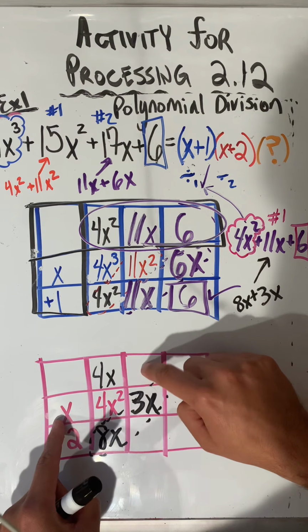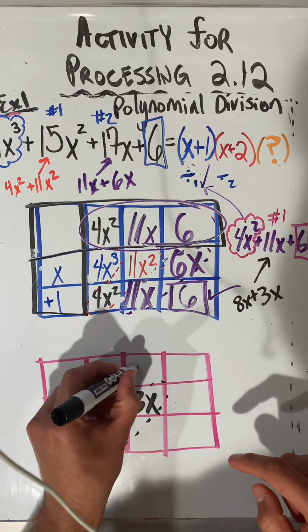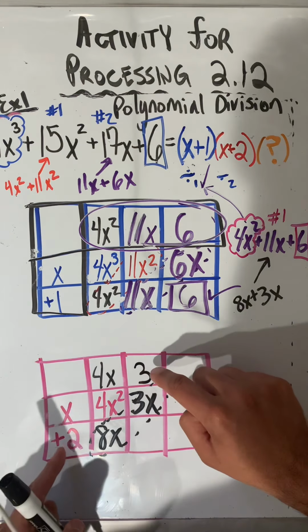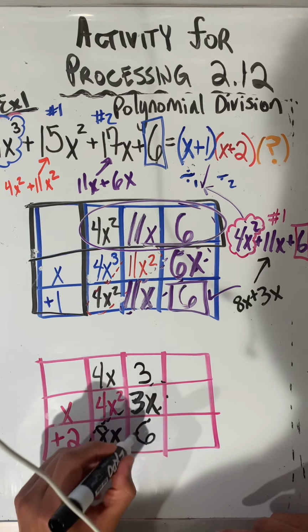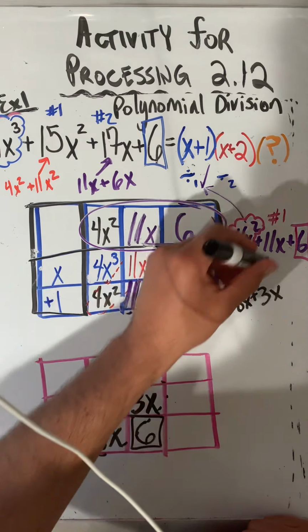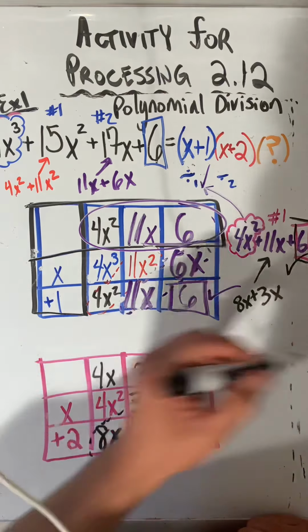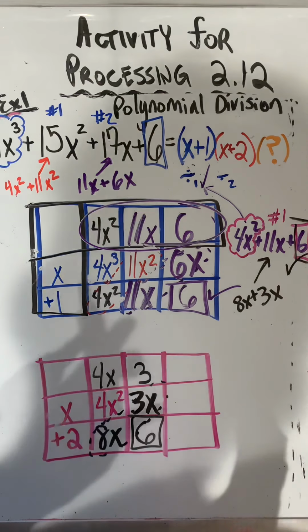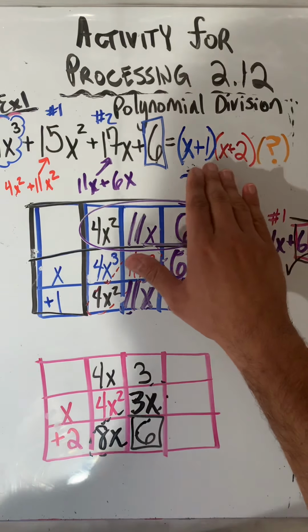All right, now let's go back to the outside. So x times something gives us 3x. That has to be 3. 2 times 3, that's 6. I put a little square here, and I'm looking good. I'm done.